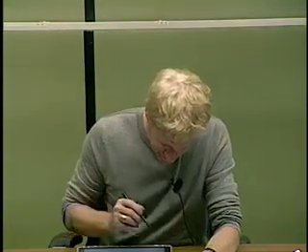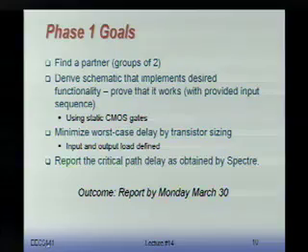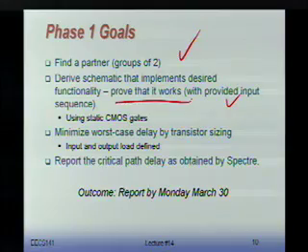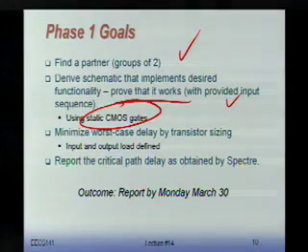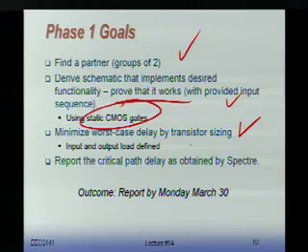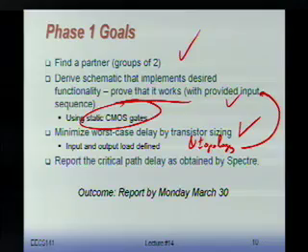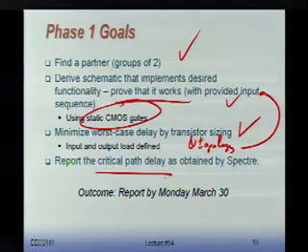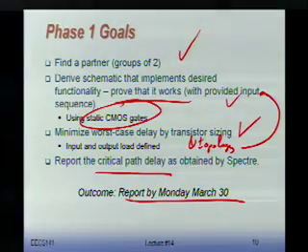Okay. All right. So that's summarizing what we said. Find a partner, derive the schematics, prove that it works, using only static CMOS gates. Worst case delay is affected by transistor sizing and topology, obviously. But the topology, you already kind of derived together. And report the critical path delay as obtained by Spectre and prove with a simulation to me that this is your critical path. I want to see the numbers. I want to see a waveform in the end that shows, here's my critical path that I simulated, and lo and behold, this is tp right there. Okay? And report by Monday, March the 30th.